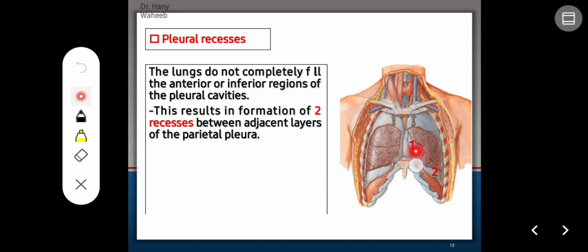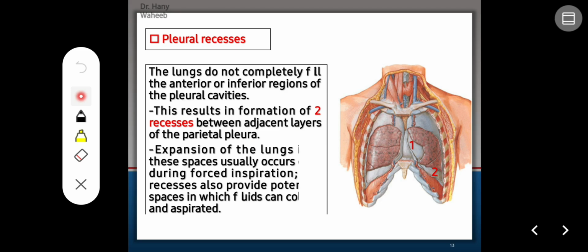Number 1, it is called the costomediastinal recess of the pleura. Number 2, it's called costodiaphragmatic recess of the pleura. So the pleural recesses are formed between the adjacent layers of the parietal pleura. Expansion of the lungs into these spaces usually occurs only during forced inspiration. So the lung becomes fully inflated to enter into these spaces during forced inspiration.